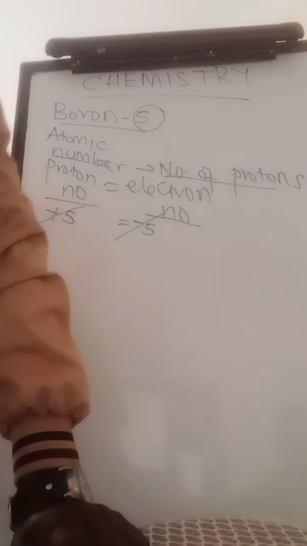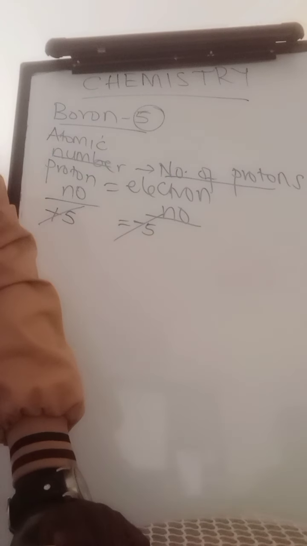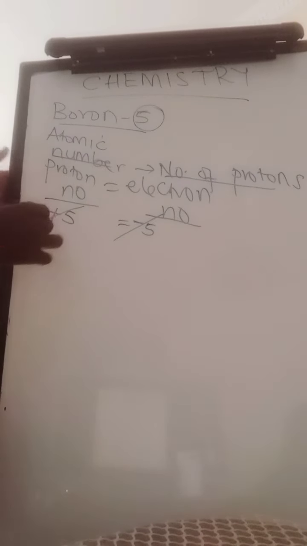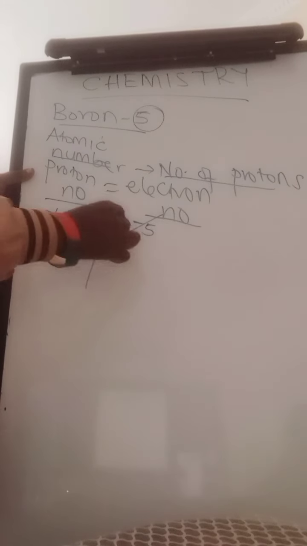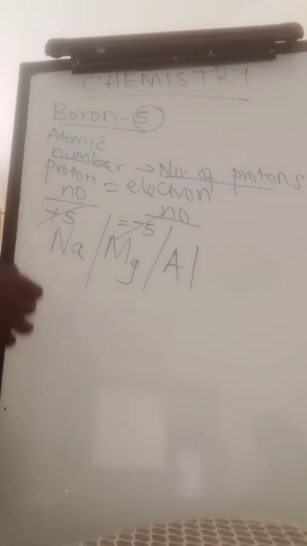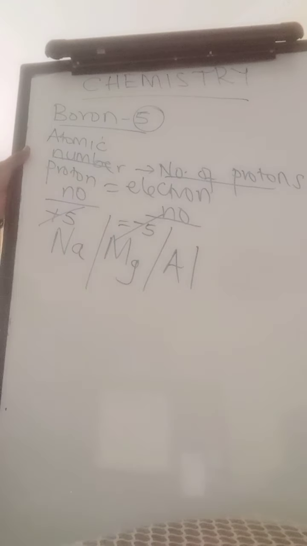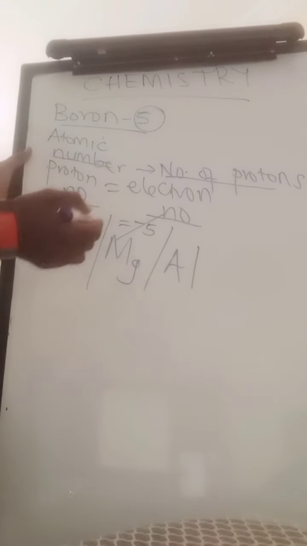They are saying give the symbol of a metallic element in period 3. The symbol of a metallic element in period 3. Sodium. Yeah, you can say sodium. Someone else can say magnesium. Someone else can say aluminium. So the first element in period 3.